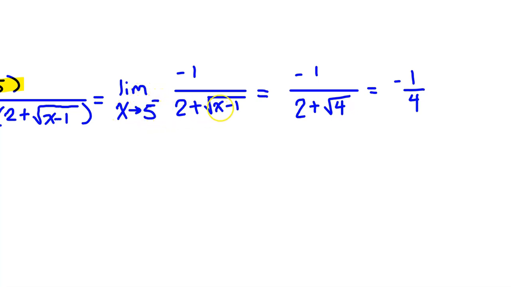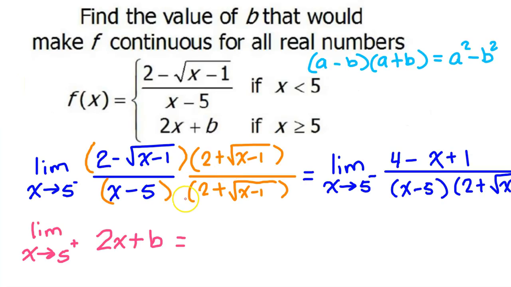Plugging in 5 for x right here, we have 5 minus 1, which is 4. The square root of 4 is 2, 2 plus 2 is 4. So the limit from the left is negative 1/4. Luckily, we can find an expression for the limit as x approaches 5 from the right by direct substitution. Plugging in 5 for x right here is going to simply give us 10 plus b.